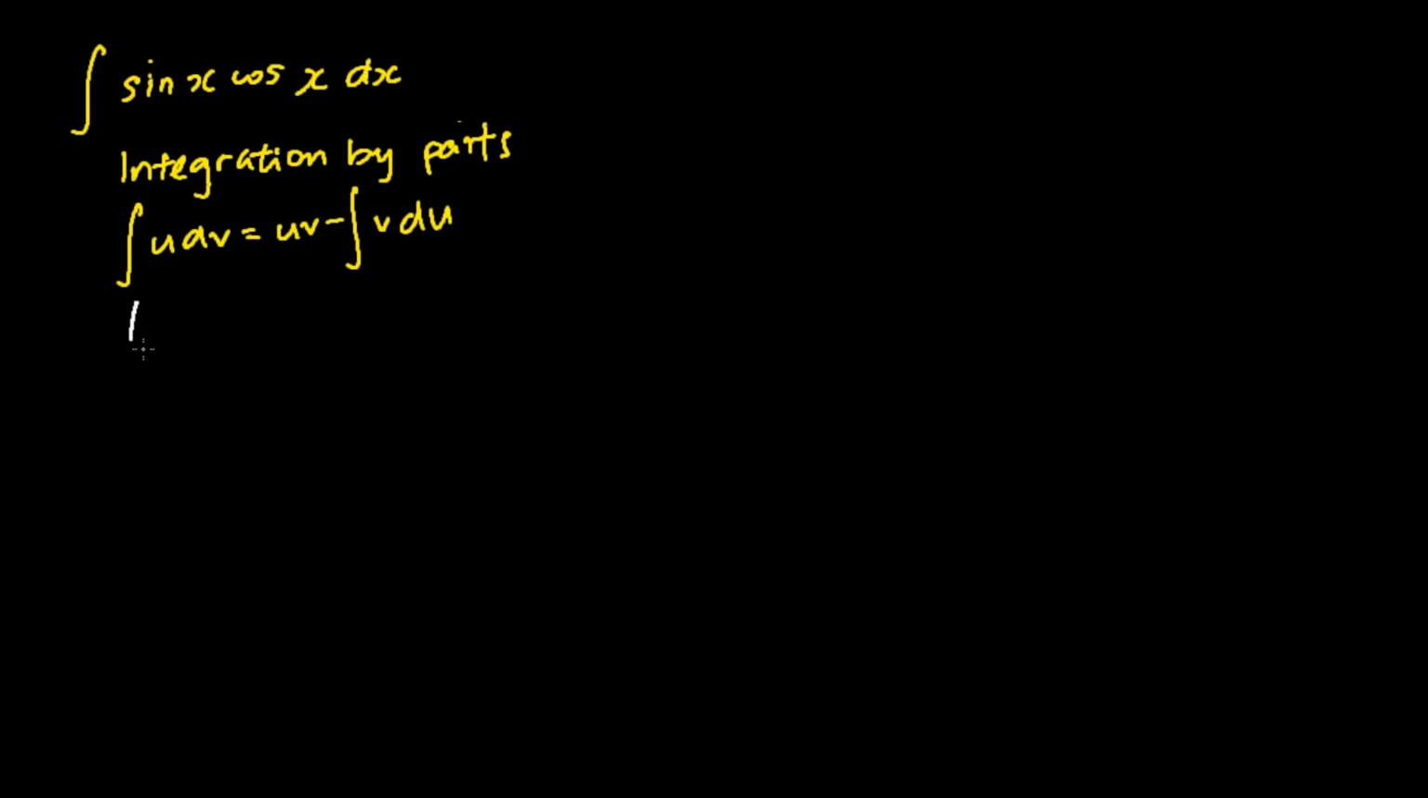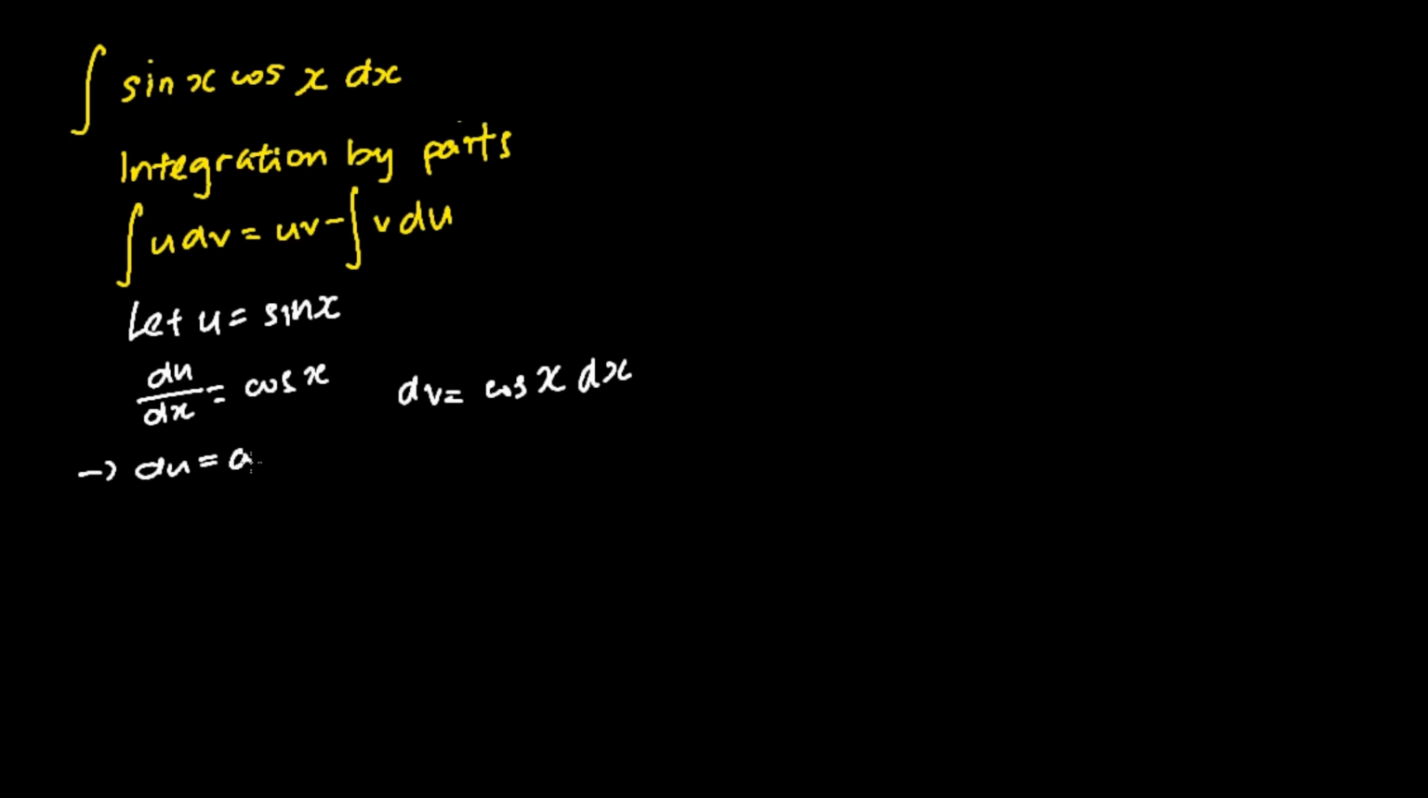So in this case, we'll let u be equal to sine x and my dv be equal to cosine x dx. To find my du, I differentiate u with respect to x. This gives me cosine x, in which multiplying both sides by dx, I get du is equal to cosine x dx. To find my v, I integrate cosine x dx. I basically just get sine x.